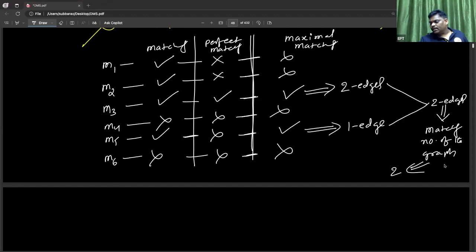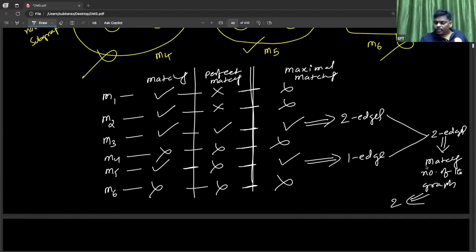How many edges are there? That is called the matching number of the graph. Some people are asking, sir, two edges, right? Two maximal matchings are there. See this one. Out of them, this maximal matching contains more edges. So what is this maximal matching called? This maximal matching is called maximum.